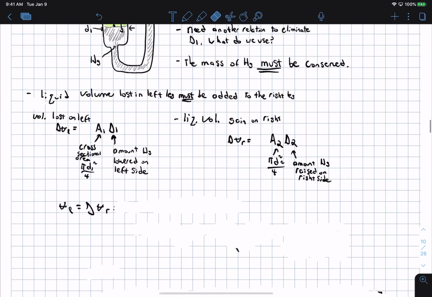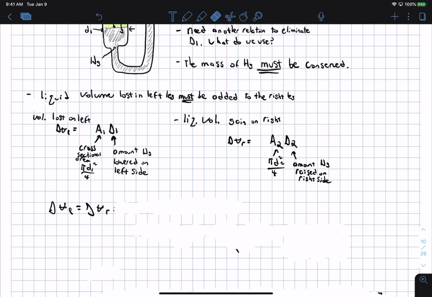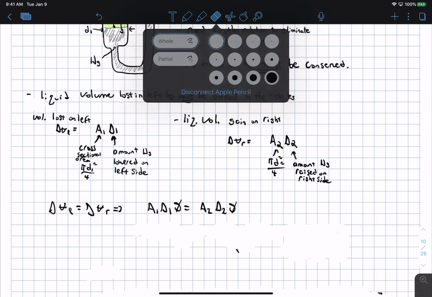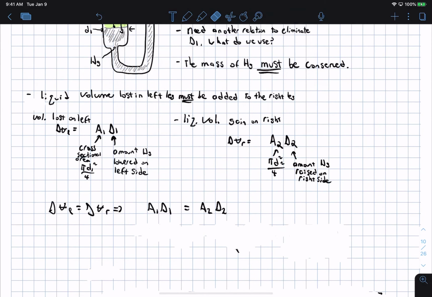Okay? And so we know that the change of volume on the left side is equal to the change of volume on the right side, and we equate them. And I got these G's here. I was using mass before, but it's actually more correct to use volume. Sorry about that. So I know that area times the change of height on the left is equal to the area times the change of height on the right.